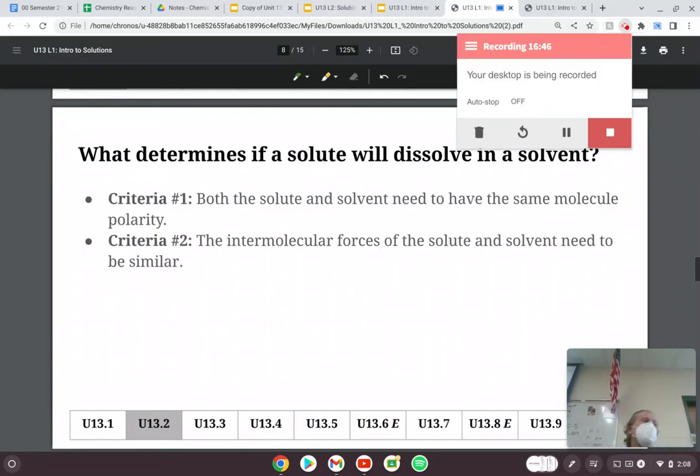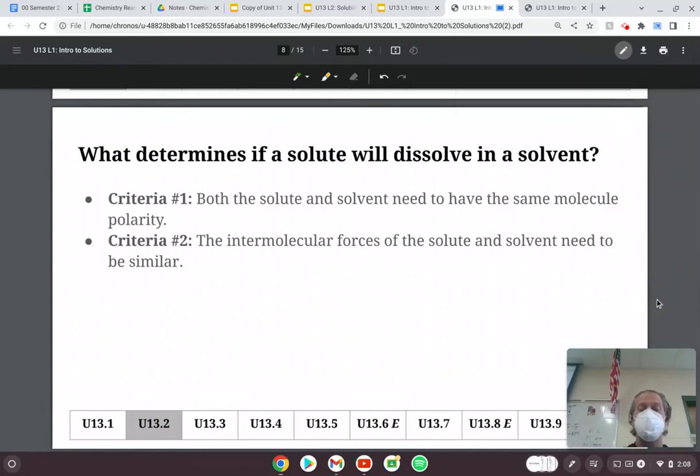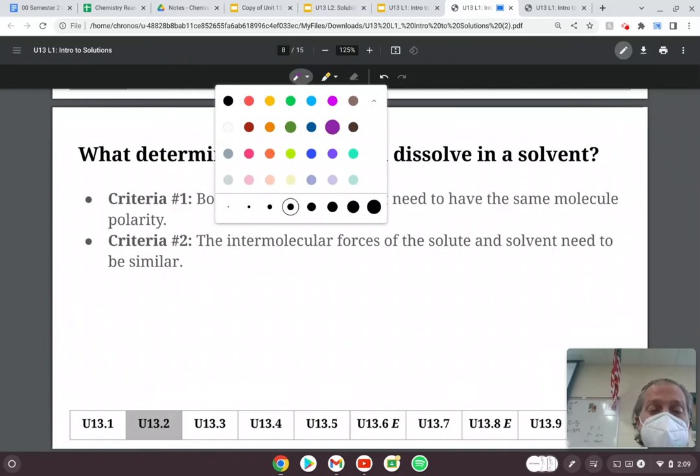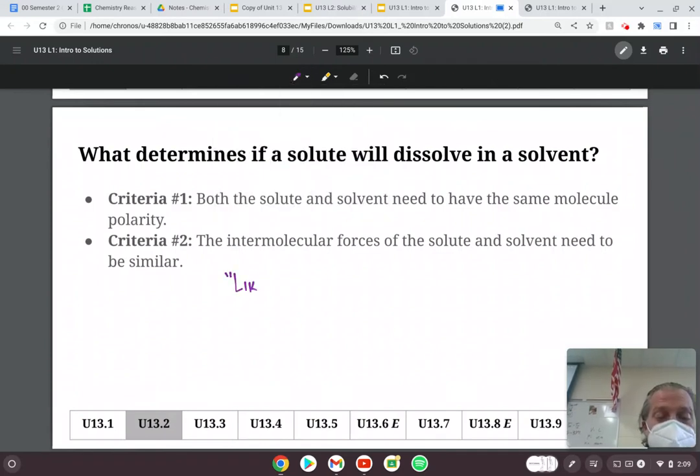Okay, so when we are dissolving things, we have two things that we have to check off our list to make sure that they actually dissolve. One is the solute and the solvent need to have the same molecular polarity, and two, the intermolecular forces of the solute and solvent need to be similar. One thing that I like to refer to is the idea that like dissolves like.